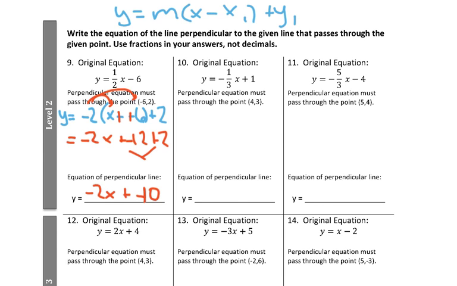All right, over here for question 11. Same idea. Y equals, okay, the opposite reciprocal of -5/3 is going to be a +3/5 x minus, our x value is 5. I'm getting that from the ordered pair right here. And then I'm going to do +4 at the end of that.